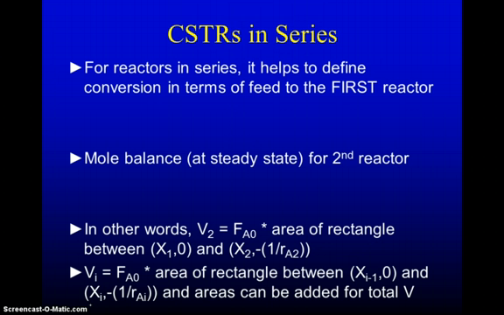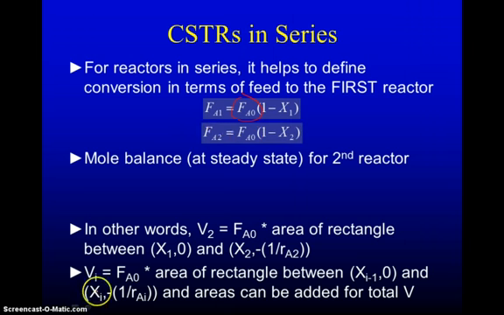Now, for CSTRs in series, it helps to define conversion in terms of the feed to the first reactor. We don't have to do this. We could define a different conversion for every reactor, but by convention, to make things simple, we're going to do this based on the first reactor so that we can make comparisons between one reactor or 2 reactors or 3. So if we do that, the flow rate leaving the first reactor is given by FA naught, so that's going into the entire series of reactors, times 1 minus the conversion from the first reactor. And then the flow rate leaving the second reactor is the initial flow rate into the entire series, so that stays the same, times 1 minus the conversion leaving the second reactor.